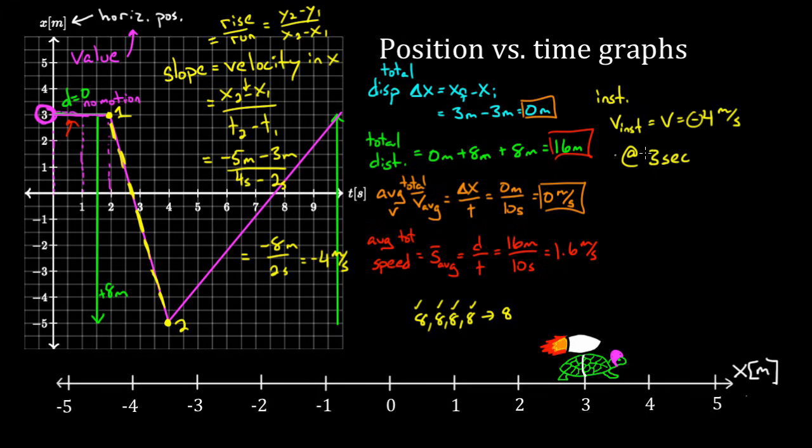Beautiful. All right, if the follow-up question is, what is it at 2.4 seconds? Don't get concerned. Look, it's the same everywhere. It'd be the same answer, -4 meters per second for this whole line. What else can we figure out?